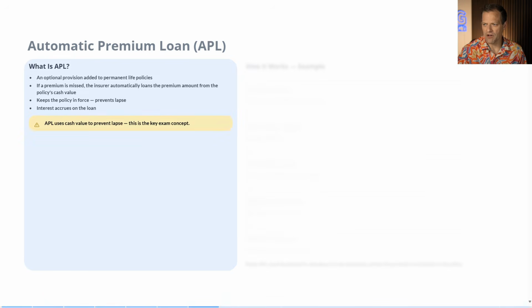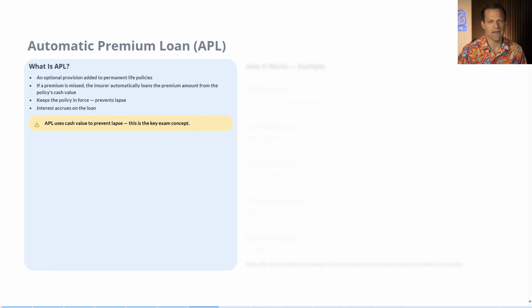Now, an automatic premium loan, what's that? It is an optional provision, very common though, added to permanent life policies where if a premium's missed, the insurer automatically loans the premium amount from the policy's cash value. It keeps the policy in force, prevents lapsing, and then the interest accrues on the loan.